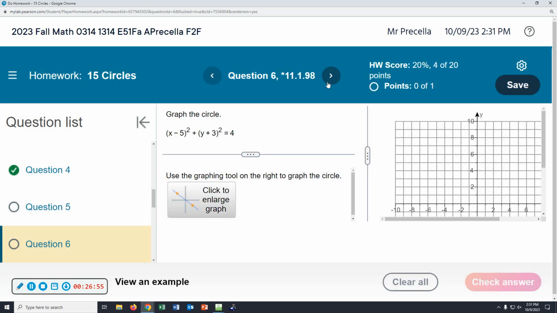Oh, that's not the same. Number 6. Number 5 is very similar to number 4, so we'll just go on to number 6. They give us an equation in center radius form. X minus 5 squared plus y plus 3 squared is equal to 4. And notice they tell us to graph the circle.